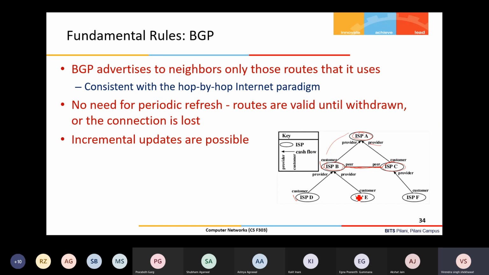If I say between ISP E and B there is a customer provider relationship, it means E is a customer and B is a provider for it. And between ISP B and E, it is a provider customer relationship. B is a provider and E is a customer. So based on this relationship, the import and export policies are decided. These policies we'll discuss in the next class.